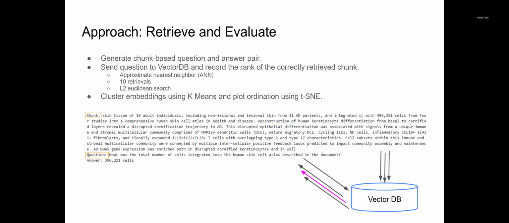And so the actual retrieval step itself, currently for the configuration I have, uses approximate nearest neighbors, uses about 10 items in the retrieval, 10 chunks in the retrieval, and L2 Euclidean search, which could potentially be looked at and optimized. I also clustered the embeddings themselves and used k-means to create some labels, as well as used t-SNE to create a 2D ordination that I'll show you when looking at the retrieval piece.